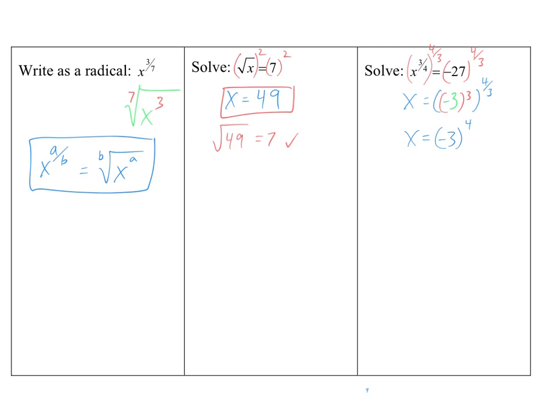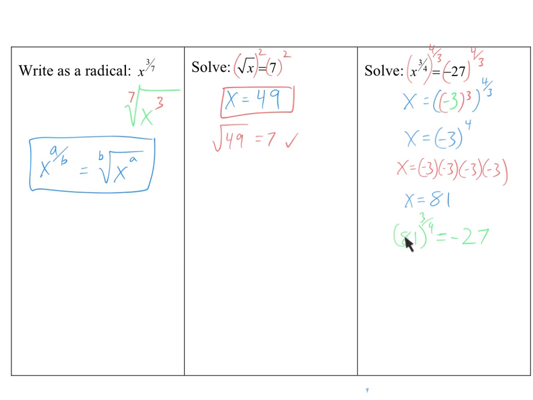All right. That's not my answer yet. So what is negative 3 to the 4th power? Well, that is x equals negative 3 times negative 3 times negative 3 times negative 3. What do you get when you do all that? 81. X equals positive 81. But we have to check it, because that might not work. And if you think about it, let's just pause and look at this. If I have 81 to the 3/4 power, does that equal negative 27?